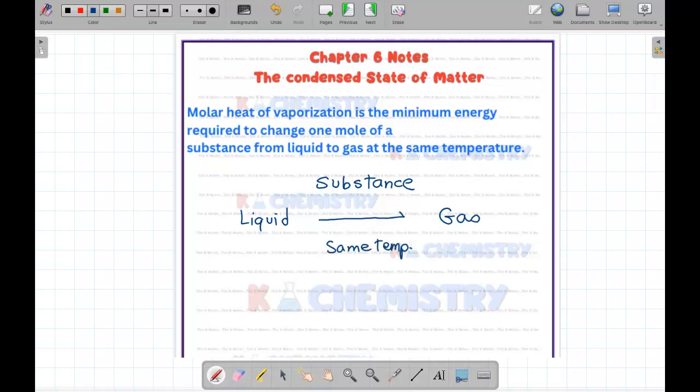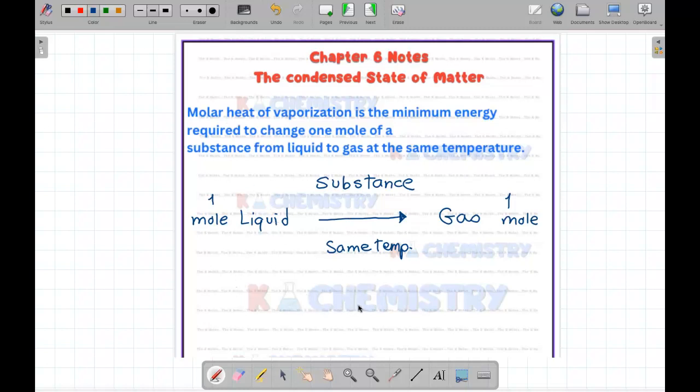But how much are you going to change? A kilogram, a gram? You are going to change 1 mole. So 1 mole of liquid is going to change into 1 mole of gas at this temperature. And the amount of heat that I will need to do that is called the molar heat of vaporization.